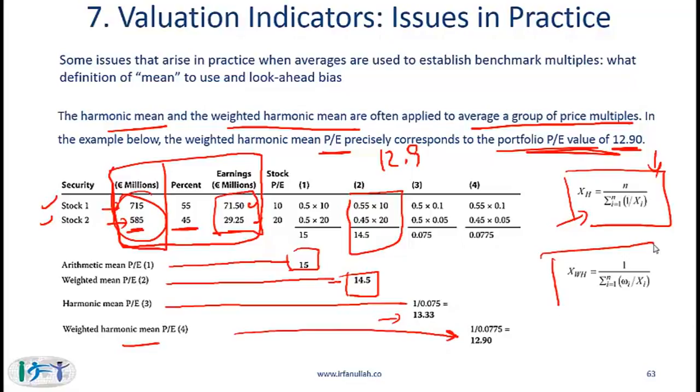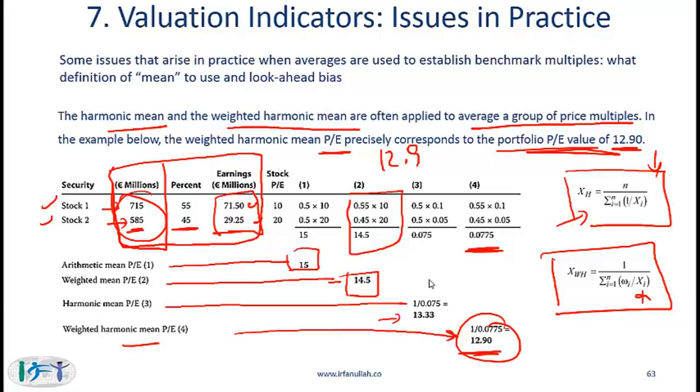So weighted harmonic mean is given by this formula. 1 divided by the sum of the weight over the value. So that's shown over here. 0.55 into the reciprocal of the PE. PE is 10, so this is 0.1, plus 0.45 into 0.05. You get this number and take the reciprocal and you will get 12.9. So the weighted harmonic mean gives you the most appropriate answer.